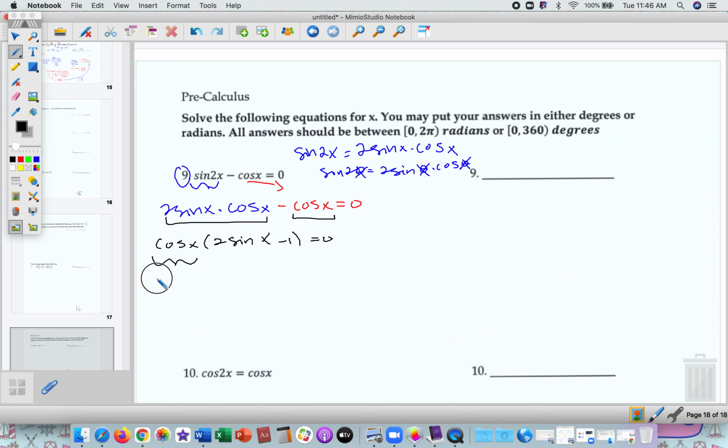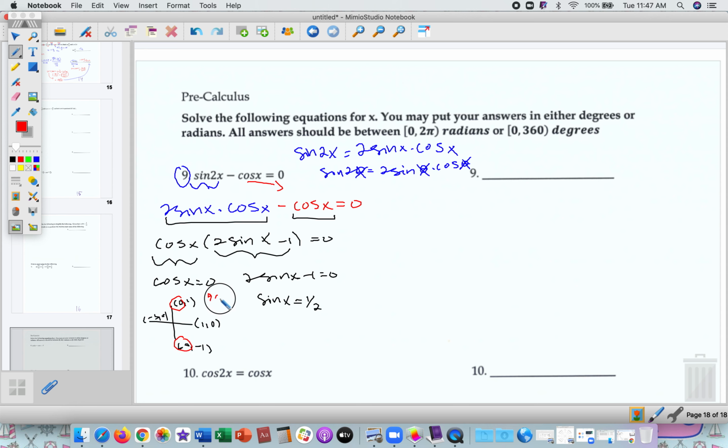We're going to set each factor equal to 0 and solve. So over here we have 2 sine x minus 1 equals 0. If we add 1 and divide by 2, we would get sine x equals 1/2. Now we're going to spin around the unit circle and ask ourselves, where is cosine 0? We know that cosine is 0 at 90 degrees and at 270 degrees.